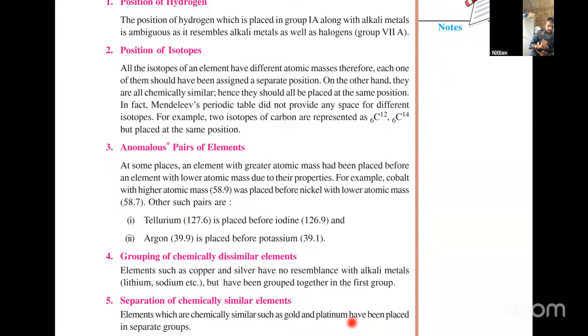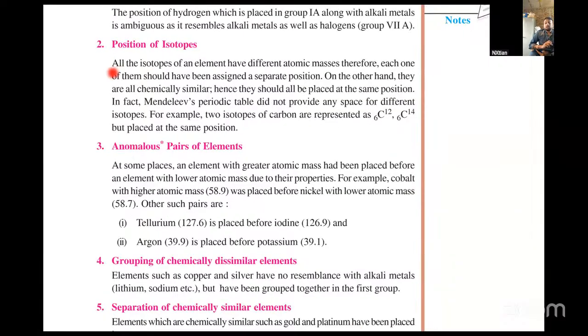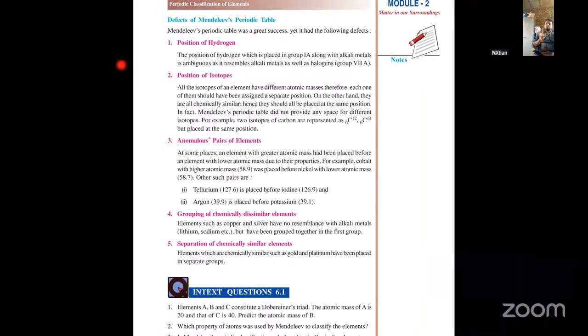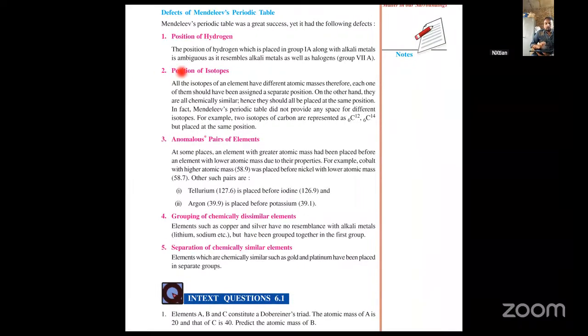Now, second is the position of isotopes. First of all, we will learn what an isotope is. We can do one thing. Okay, guys, we'll stop here, because tomorrow I will teach you about isotopes. First, we will learn about the atom. What do you mean by atom? What is the number of atoms, electrons, protons? We will revise it again, and then tomorrow we'll learn about isotopes and isobars.